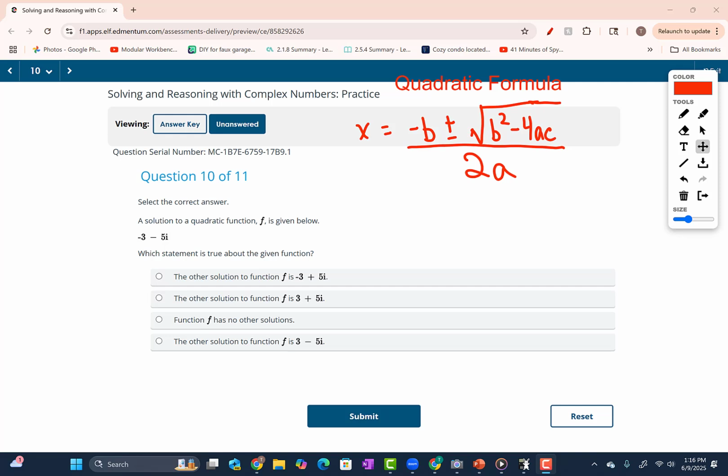This is a bonus video. We're going to do question 10 and 11. Question 10: a solution to a quadratic function is given below, -3 minus 5i. Which statement is true about that given function?